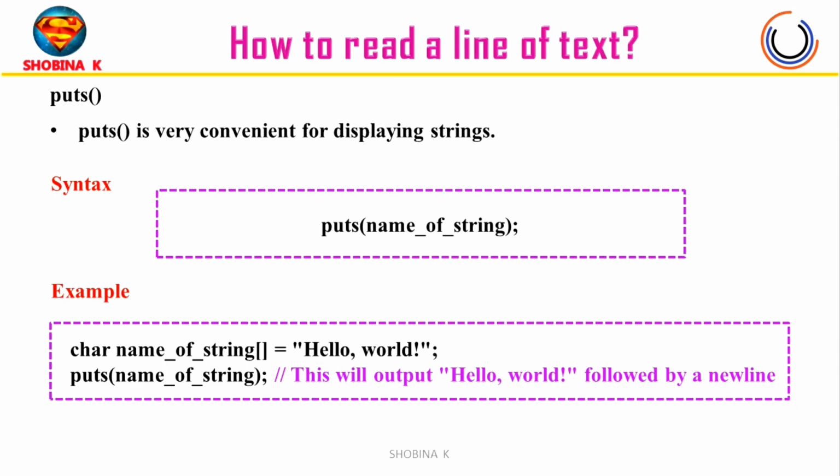Look at this example. In this example, I initialized a character array named nameOfString with the string "hello world". The next line outputs the string stored in nameOfString to the standard output stream. So this line will output "hello world" followed by a new line character.